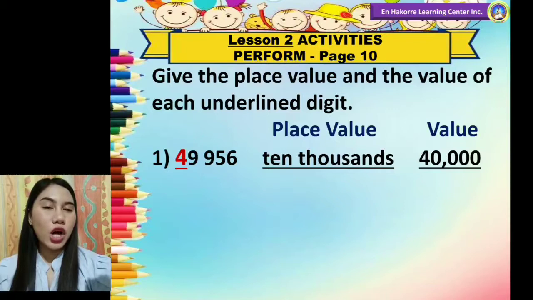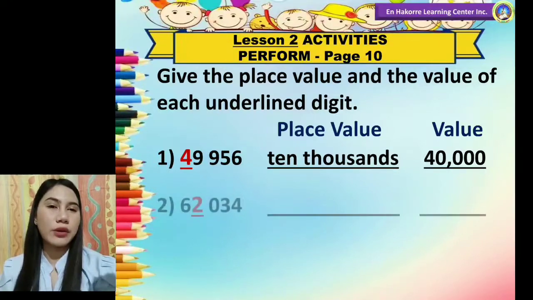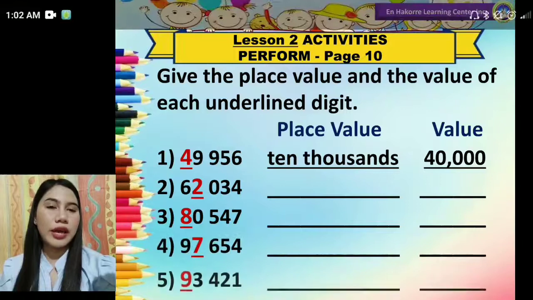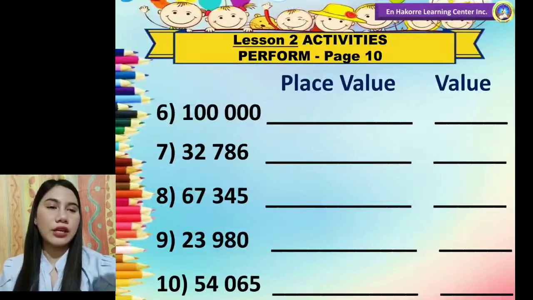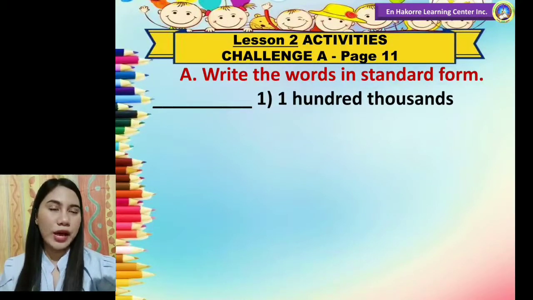So give the value of the underlined number. I already did number 1 for you. So for the value of 4 in 49,956, all you have to do is multiply 10,000 by 4. So when you multiply 10,000 by 4, then you have your 40,000 as the value of 4 in 49,956. All you have to do is do the following activities in page 10 until 11. Okay, so that is 10 items. So in challenge page 11, also answer that.